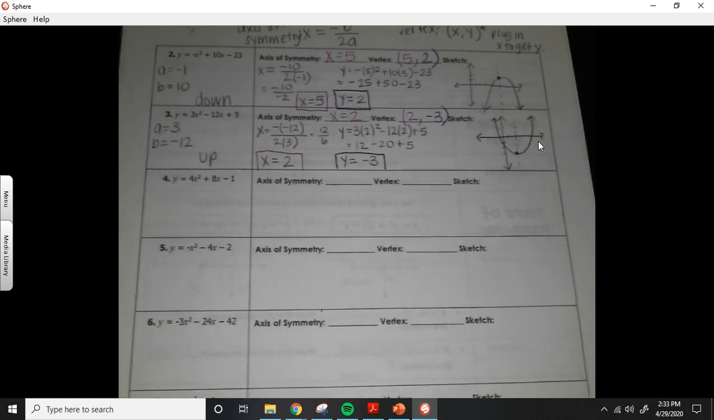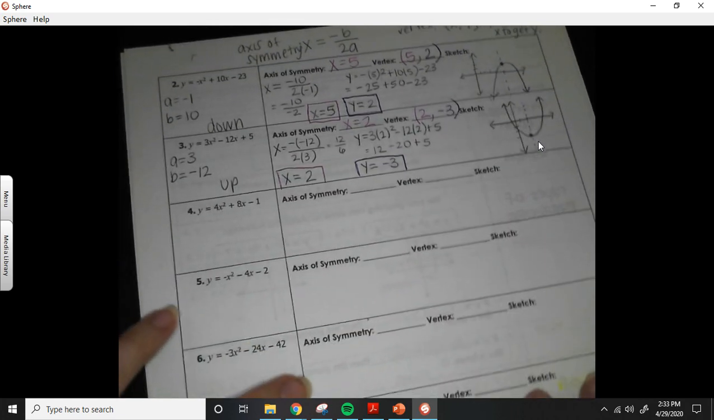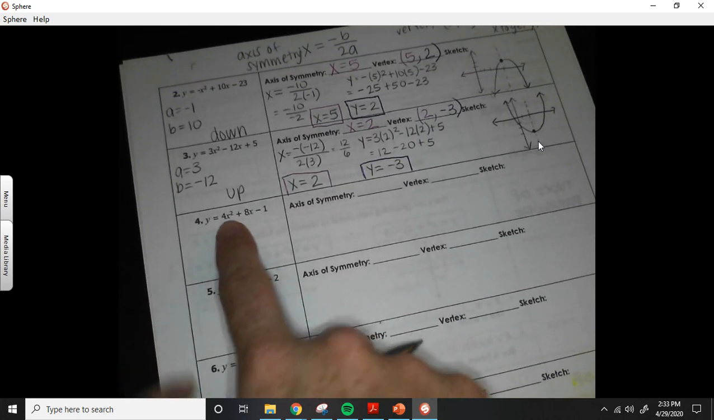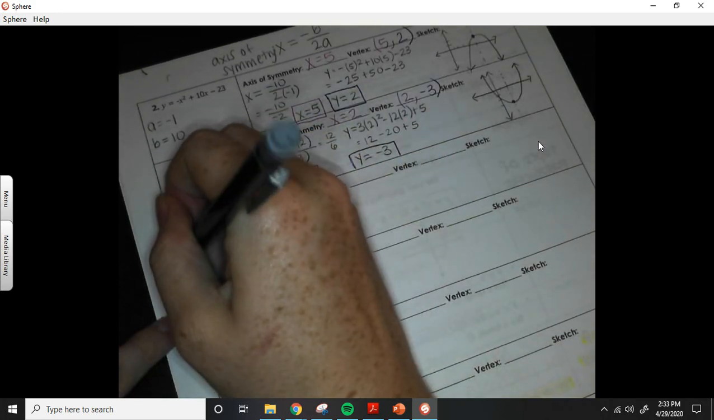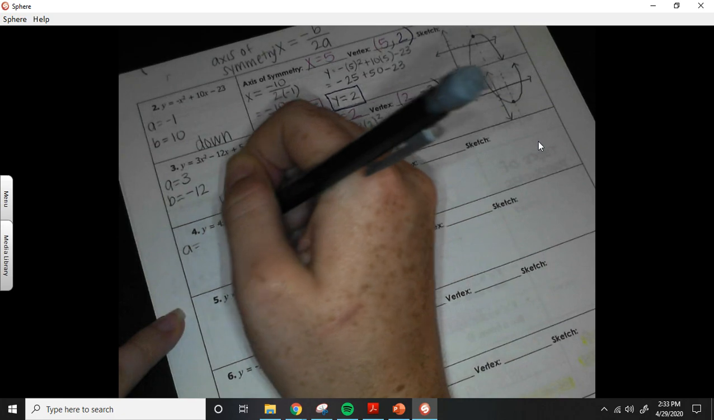Hopefully this is making a little bit of sense. And then we'll go to the next one. So with number 4, we want to label a equals 4.